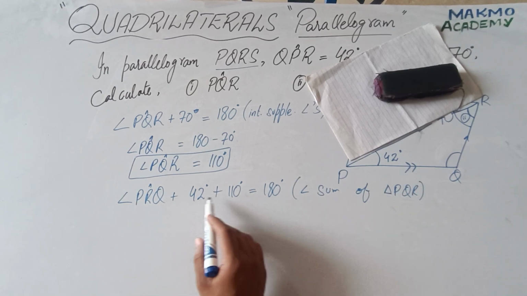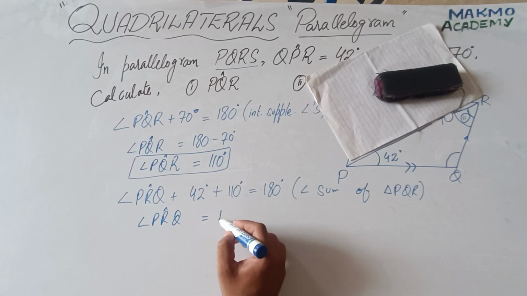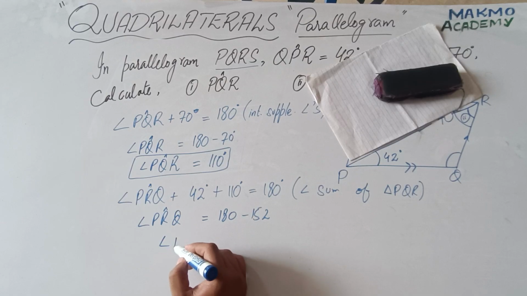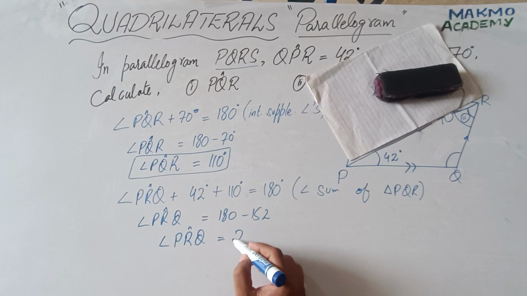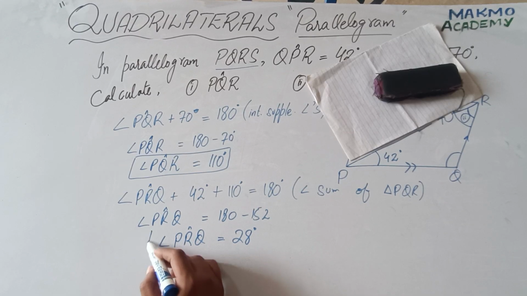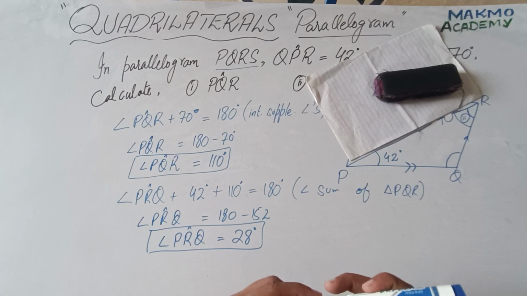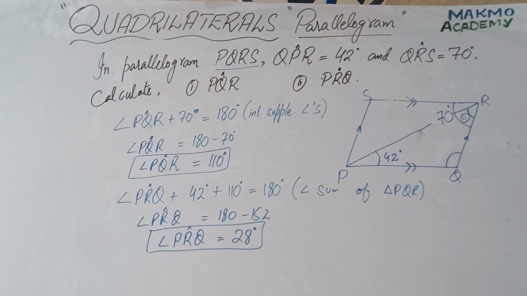So now let's add them. 152 plus PRQ is equal to 180, so PRQ is equal to 180 minus 152. Then we will subtract it. Angle PRQ is equal to 28 degrees. So this is how we can find the size of unknown angles in parallelograms. So we have discussed almost all types of parallelogram problems.